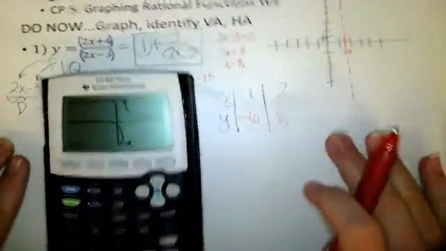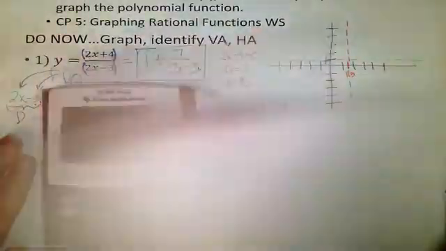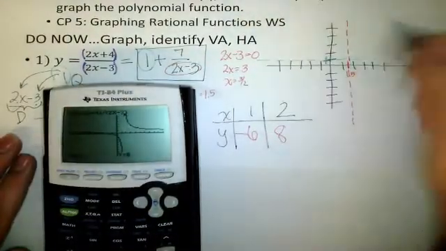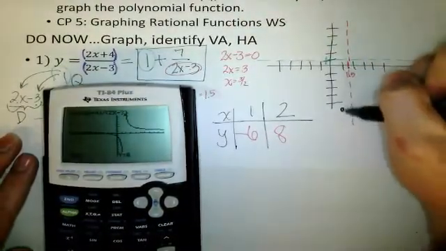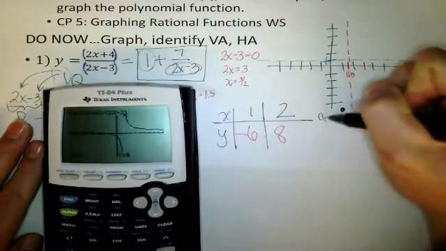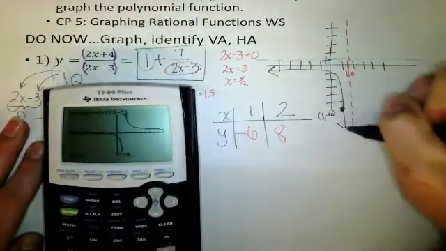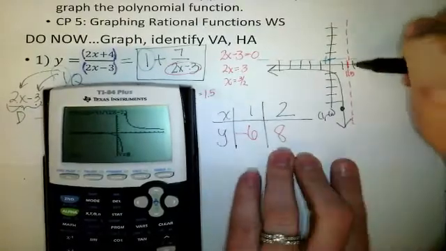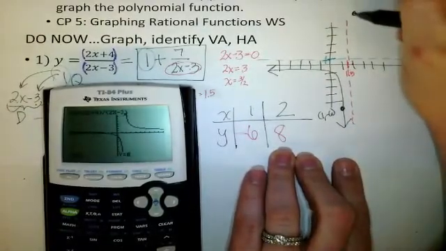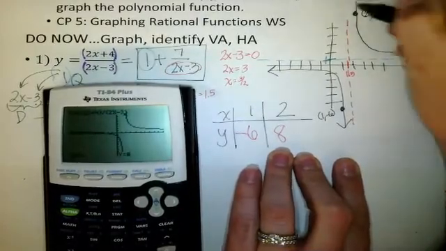And so we can plot those points and then make that L shape for our function. 1, -6 is right here. And we draw our little L-shaped hyperbola. And 2, 8 is like here. And we draw our little L-shaped hyperbola.